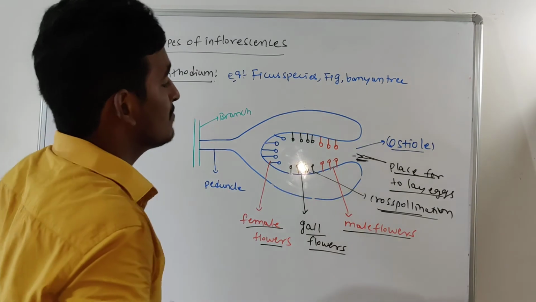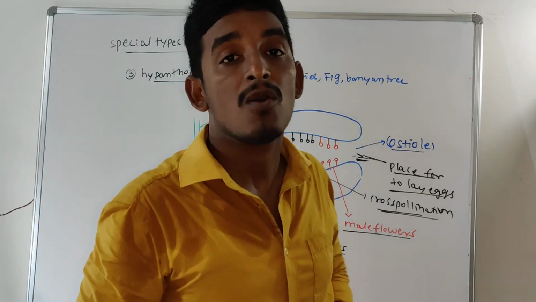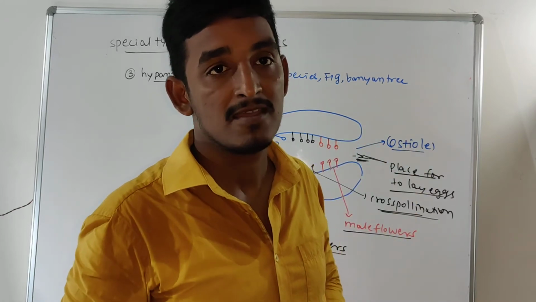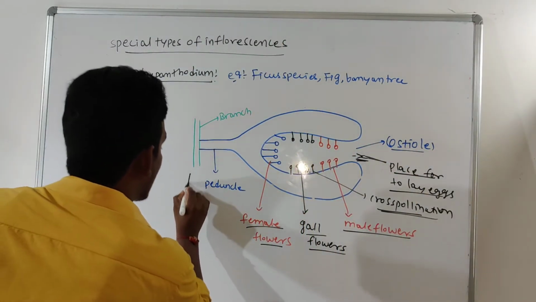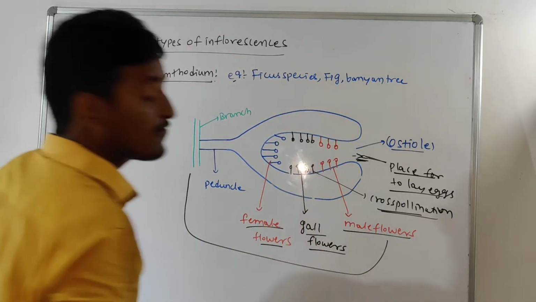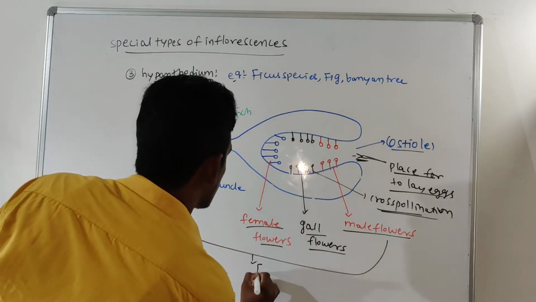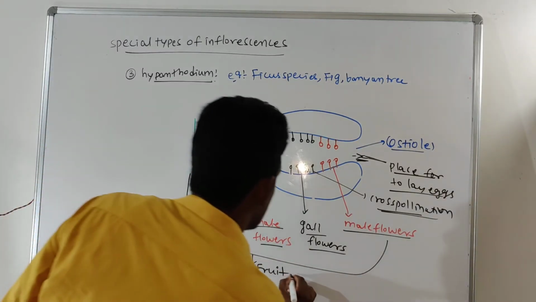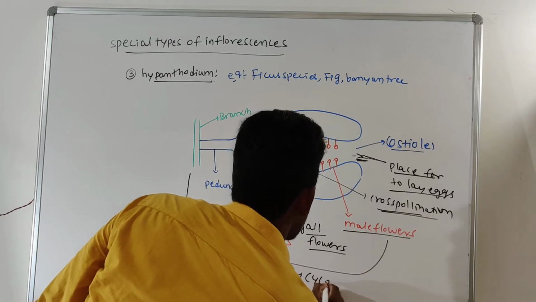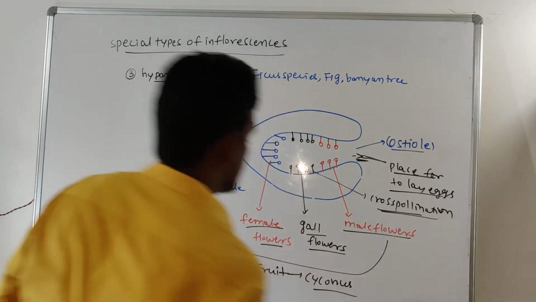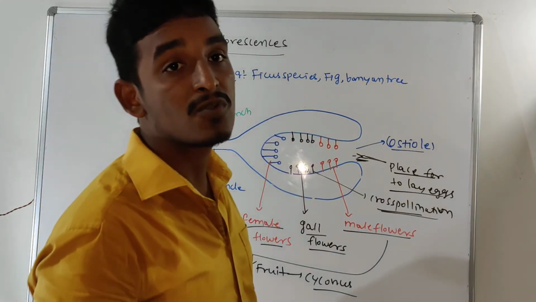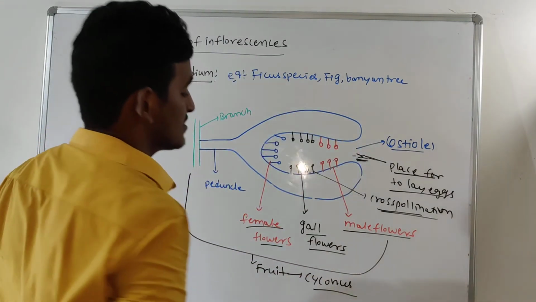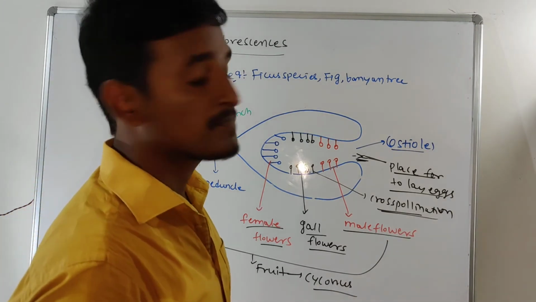In the hypanthodium inflorescence, generally the ovary is converted into fruit and ovules into seeds in the general manner. But if the entire hypanthodium inflorescence is converted into a fruit, that type of fruit we call a syconus or syconium. The entire inflorescence is converted into this type of fruit.